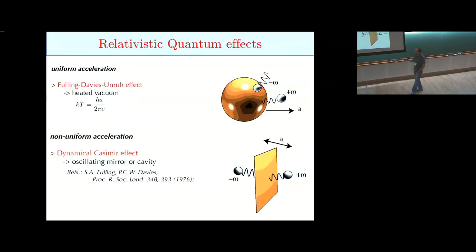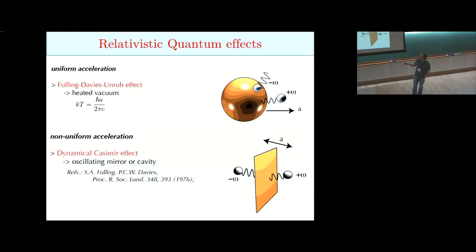if you're, let's say, subluminal, and you're moving at uniform speed, you will not excite photons out of the vacuum state. If you're accelerating, you will not excite photons out of the vacuum state. If you're non-uniformly accelerating, then that's the key ingredient required to excite photons out of the vacuum state.